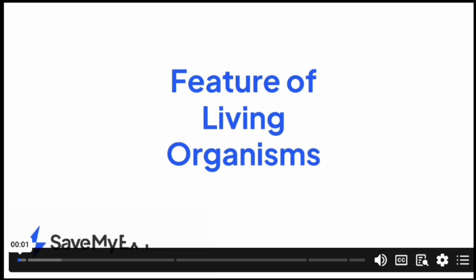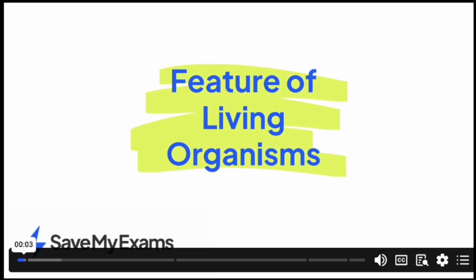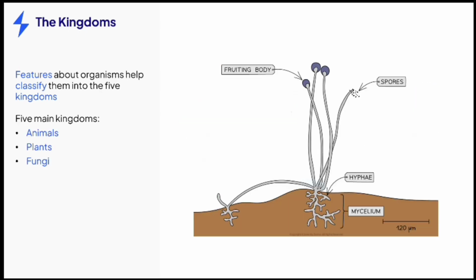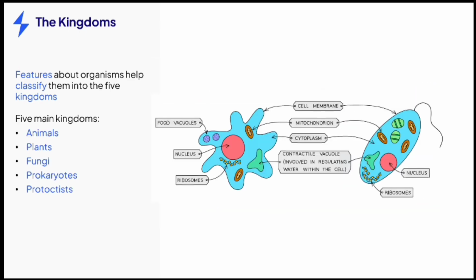This video is on the features of living organisms. Organisms' features can be used to place them into appropriate kingdoms. There are 5 main kingdoms which include animals, plants, fungi, prokaryotes, and protoctists, also known as protists.